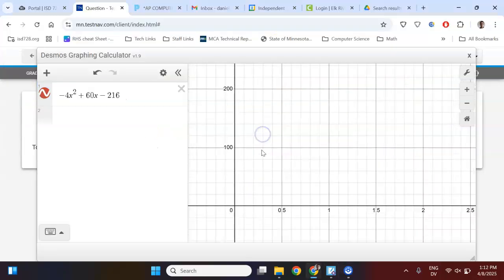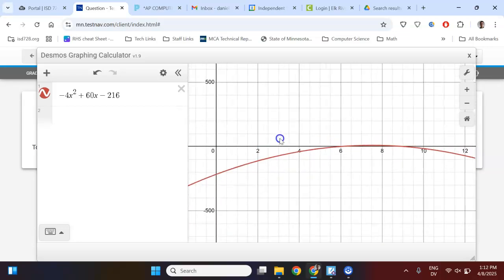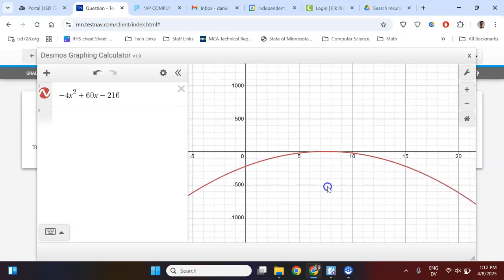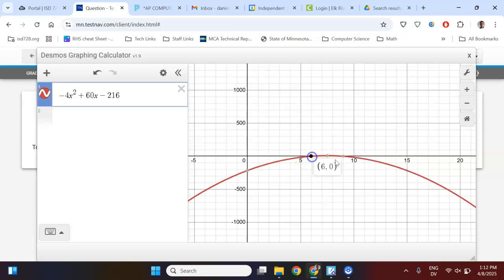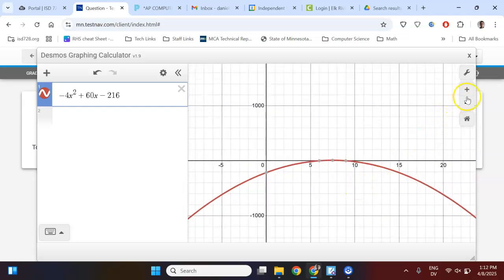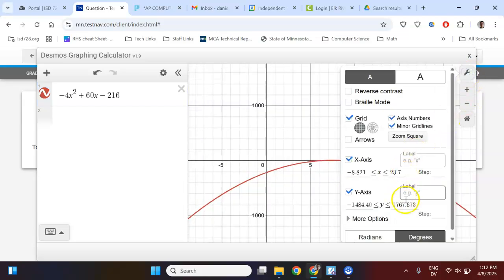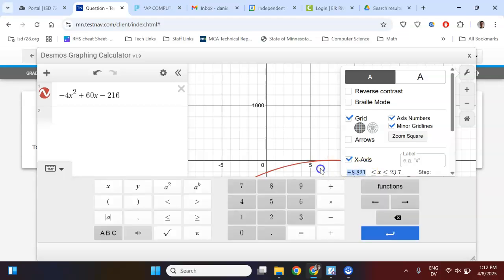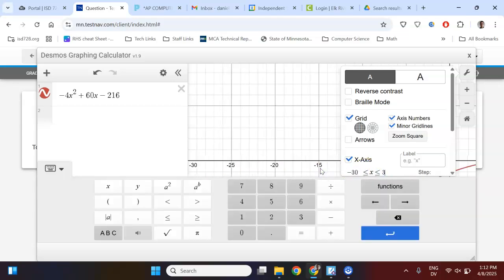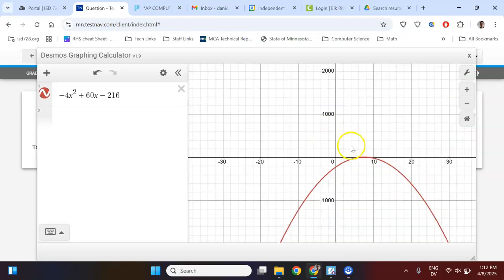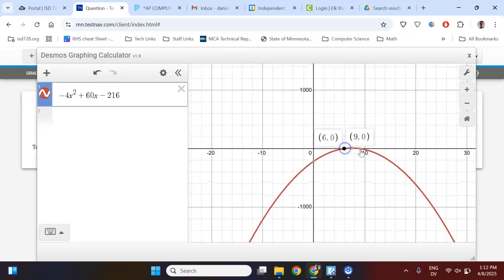Okay, so I got it typed in, but my window is all messed up, so I have to zoom around to find it. There, it's looking okay. And it looks like my intercepts are at (6, 0) and (9, 0). So our two answers would be 9 and 6 for X. This looks goofy, but again, you can manually set the window. If you want to make it look a little more normal, let's try maybe negative 30 and 30. You can play around with it. But yeah, those would be the right x-intercepts. So our answer would be either 6 or 9.